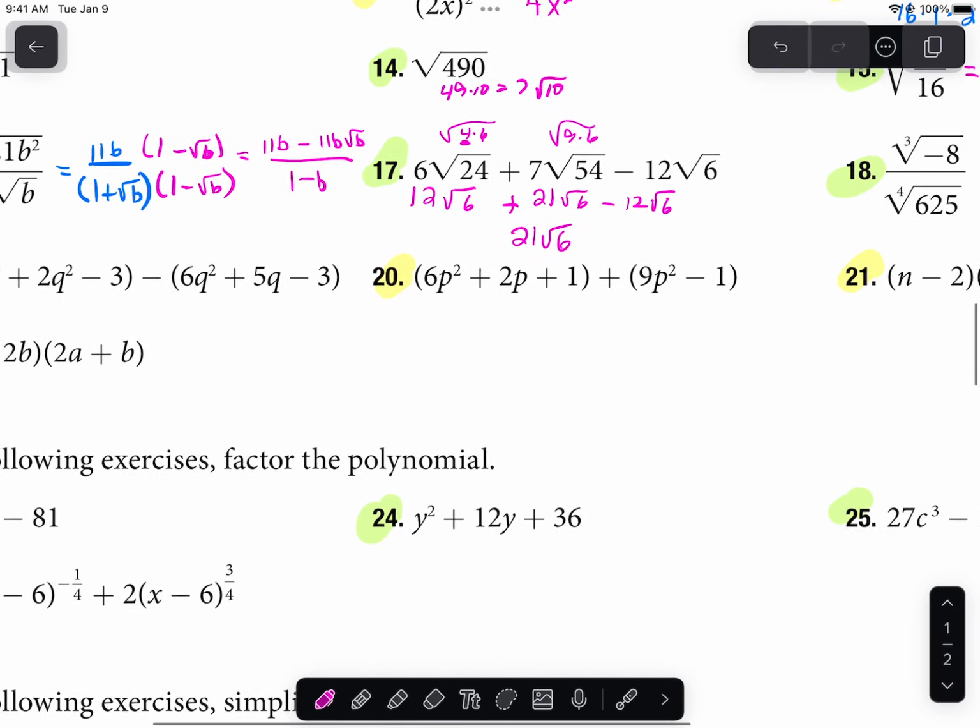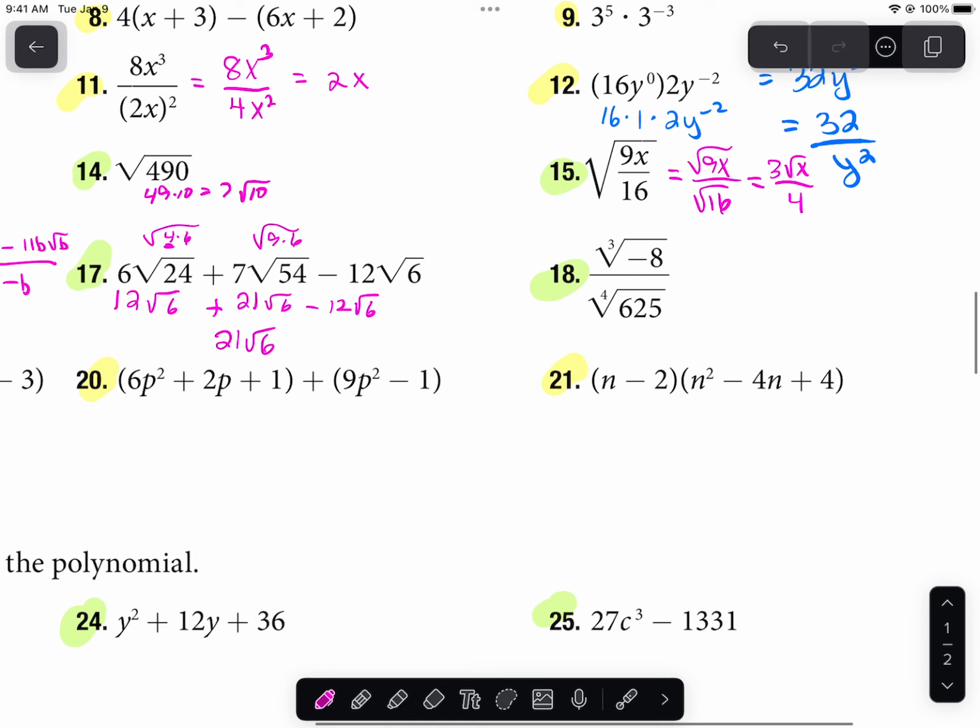And then now let's focus on 18. Remember, a cubed root and a fourth root is asking you what number cubed gives me that. So, numbers cubed, 2 cubed is 8, 3 cubed is 27, 4 cubed is 64. There's a very limited number of numbers to look for. 625 is 5 to the fourth. So that fourth power and that 5 will cancel each other out.